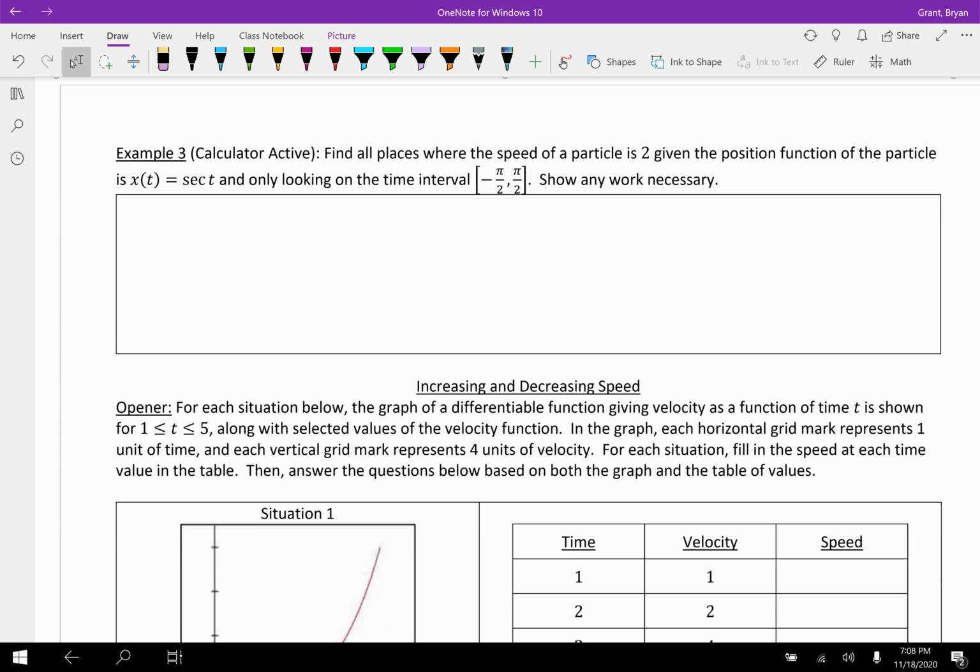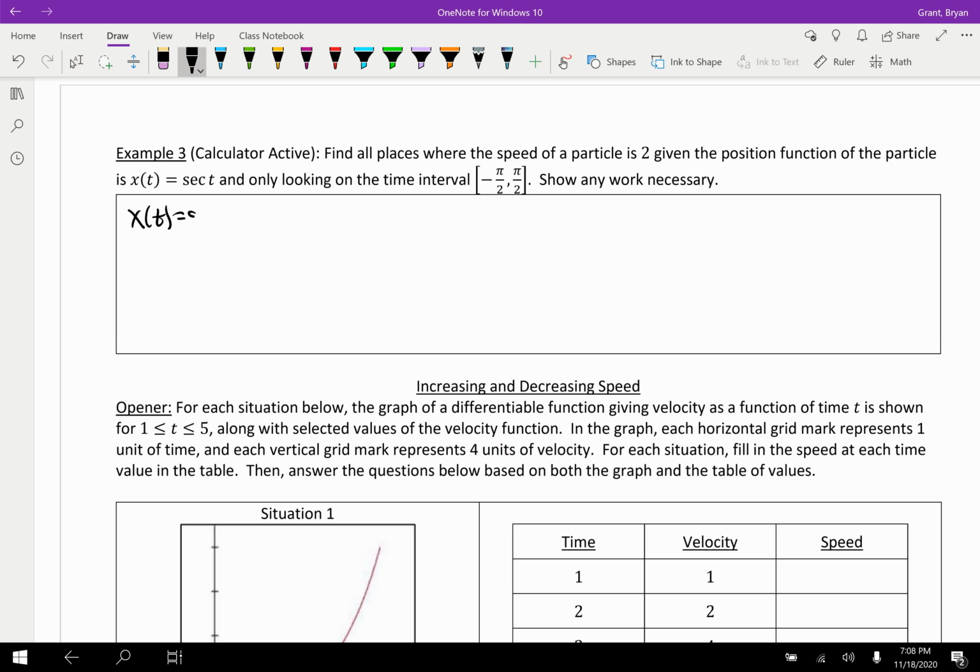So find all places where the speed of the particle is 2, given the position function of the particle is x of t equals secant of t, and only looking on the time interval from negative pi over 2 to pi over 2. All right, 2 ways to do this. The way we shouldn't do it and the way we should. The way we shouldn't do it. We have this secant. We know we want speed, which means we need velocity.